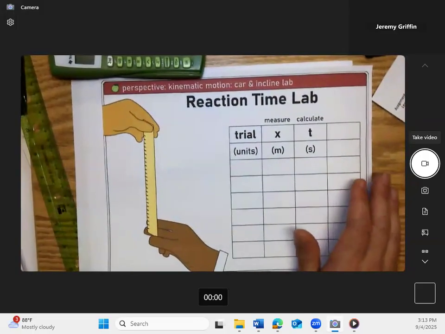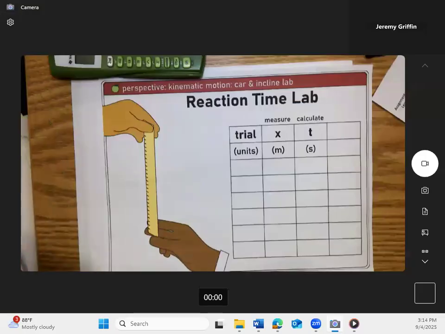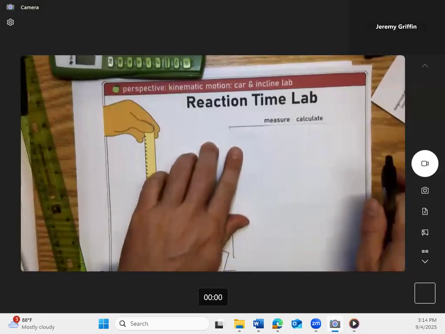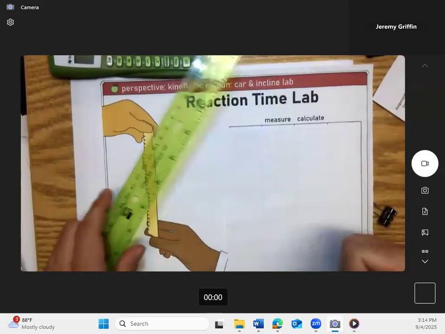Right. Reaction time. Okay, so let me get you guys a paper right here. You guys got a ruler nearby. I want you to figure out what is your reaction time. You need a partner to do this. So let's make basically this table right here. I'll draw it with you guys.